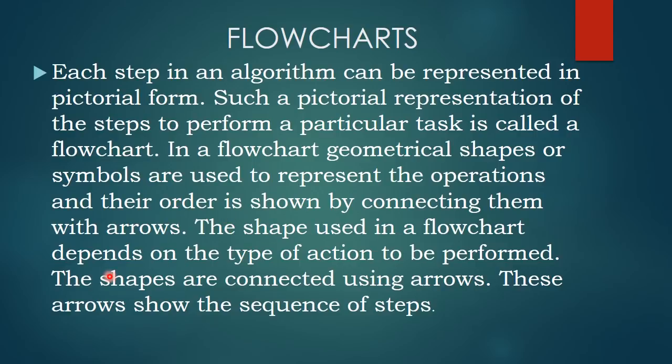The shape used in a flowchart depends on the type of action to be performed. I'll be showing you some examples where you will understand it very clearly. The shapes are connected using arrows. These arrows show the sequence of steps. So that is called a flowchart. It's a pictorial representation of different symbols to be performed in a particular task, and they are connected using arrows. So those are called flows.